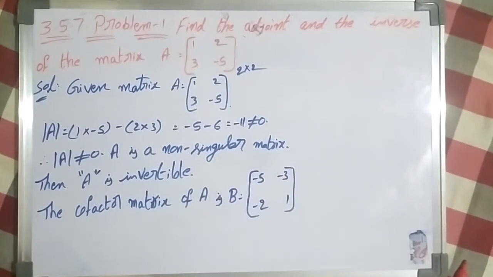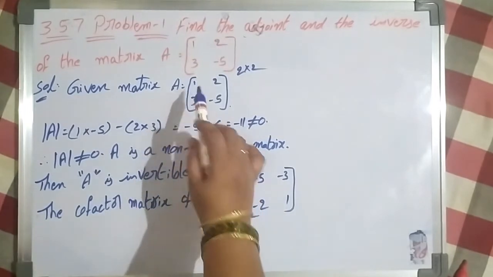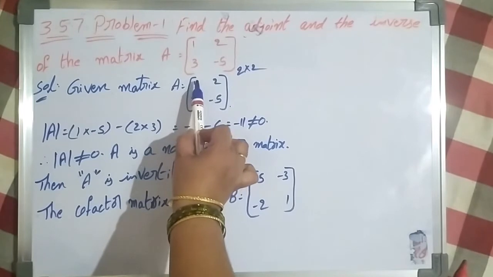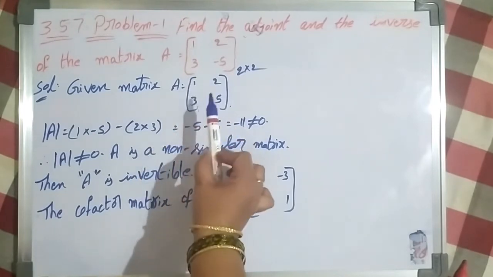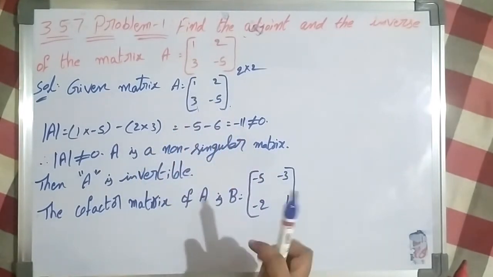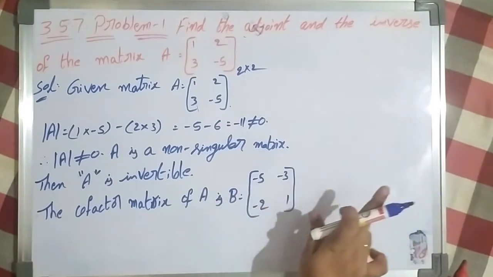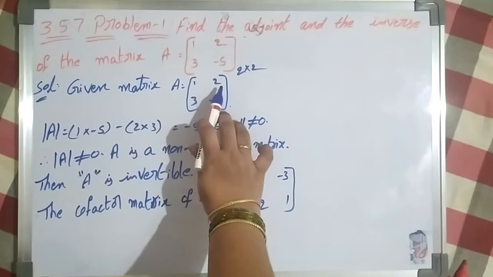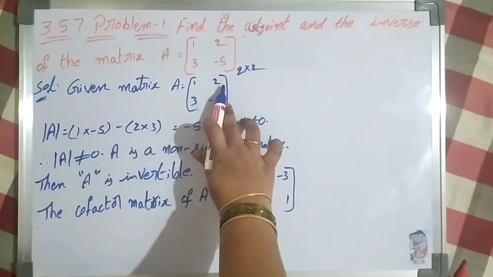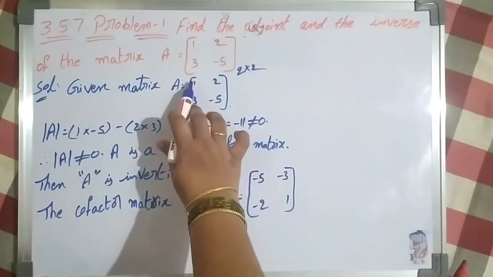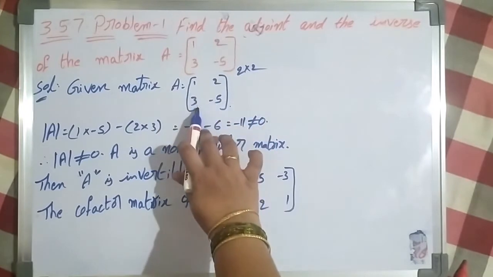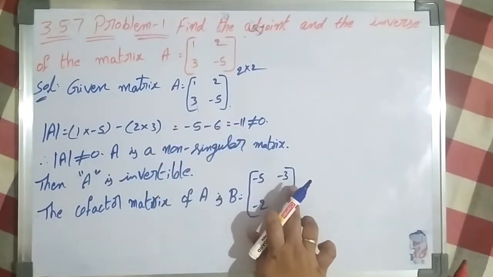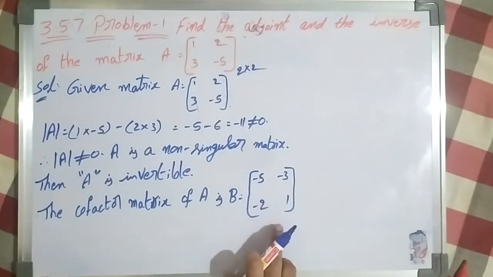Here is the calculation. First we have to find the cofactor of the element 1. Then we have to eliminate that row and column. The remaining value is minus 5. Multiplying by minus 1 whole power i plus j, that is plus 1, gives minus 5. Then for the cofactor of 2, by eliminating row and column we get 3, and minus 1 whole power i plus j is minus 1, then minus 3. Similarly, minus 2 and 1.